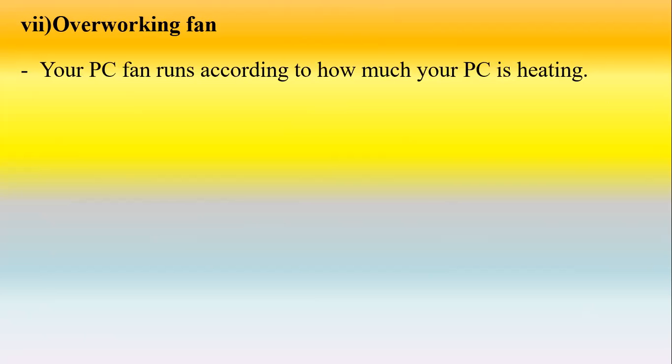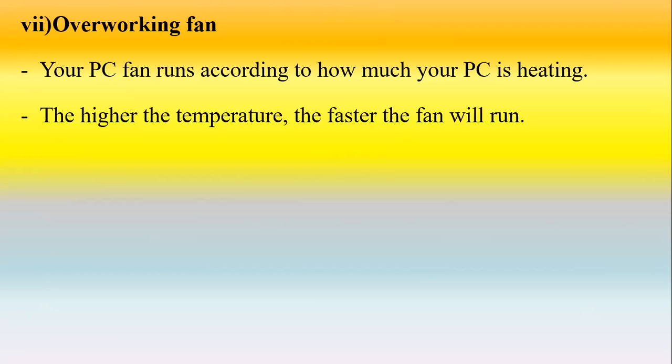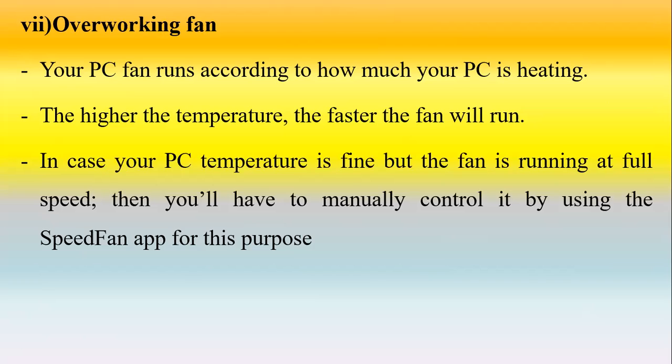Number 7 is overworking fan. Your computer fans run according to how much your PC is heating. The higher the temperature, the faster the fan will run. In case your computer temperature is fine, but the fan is running at full speed, then you will have to manually control it by using the Speed Fan app for this purpose.